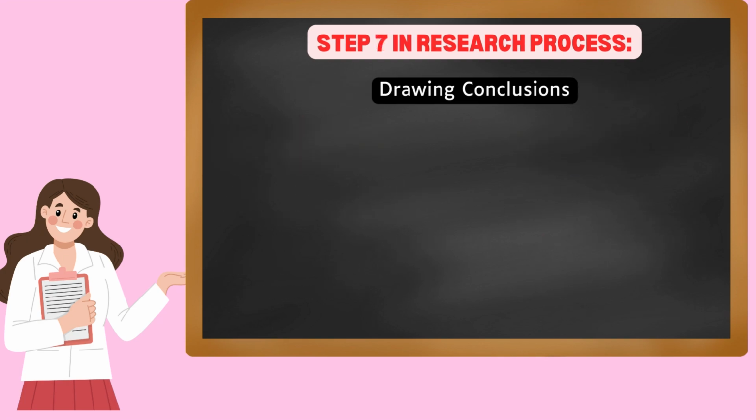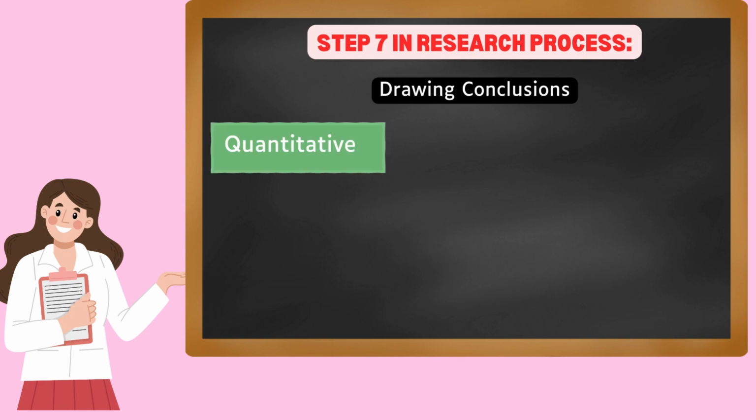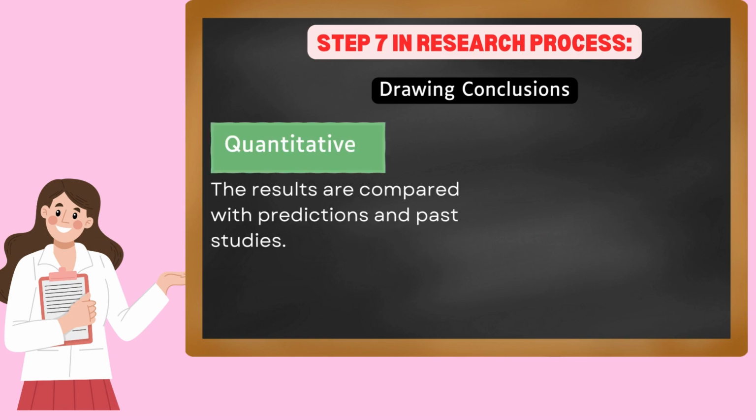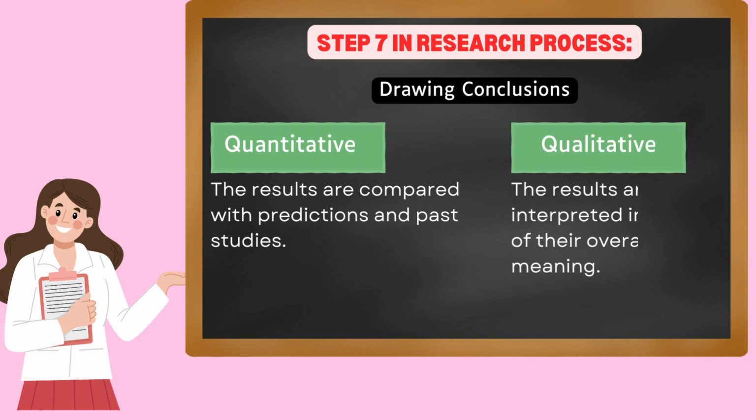Step 7 in research process. Drawing conclusions. Under quantitative, the results are compared with predictions and past studies. Under qualitative, the results are interpreted in terms of their overall meaning.